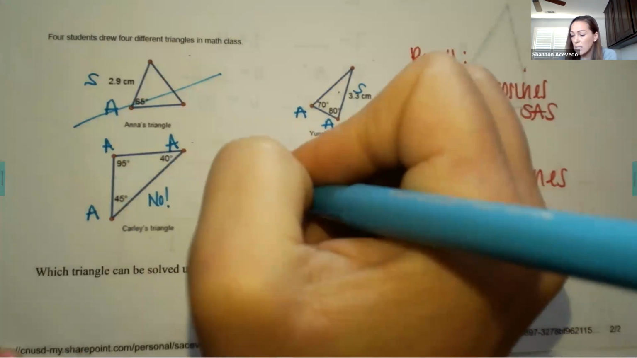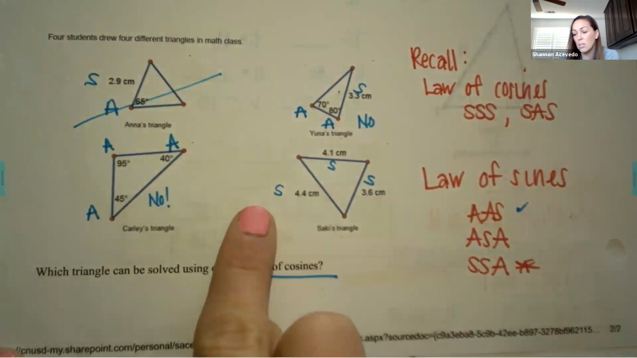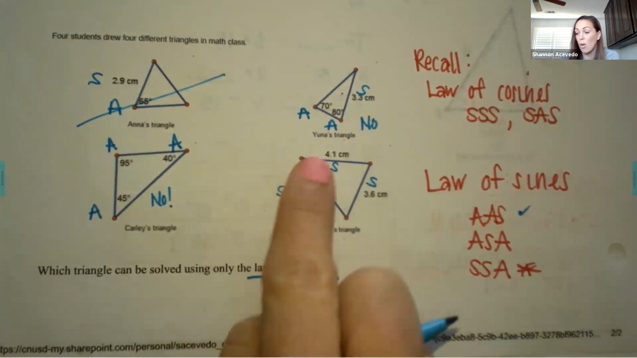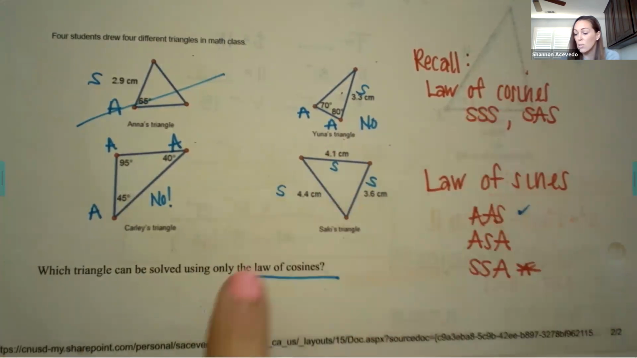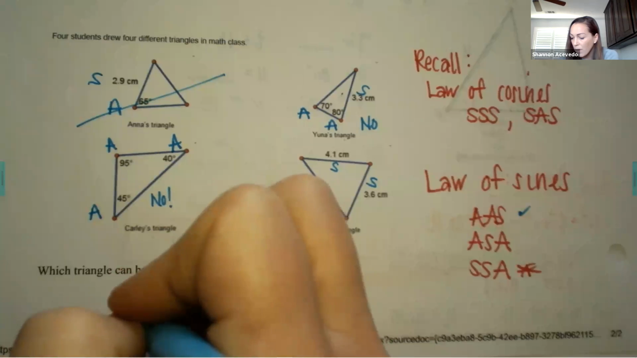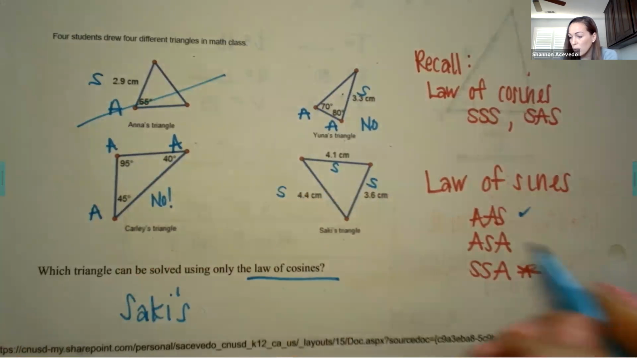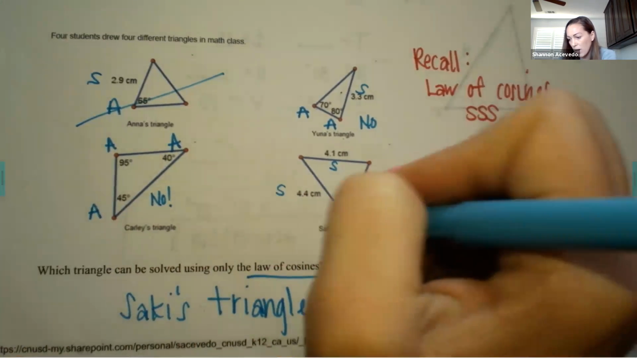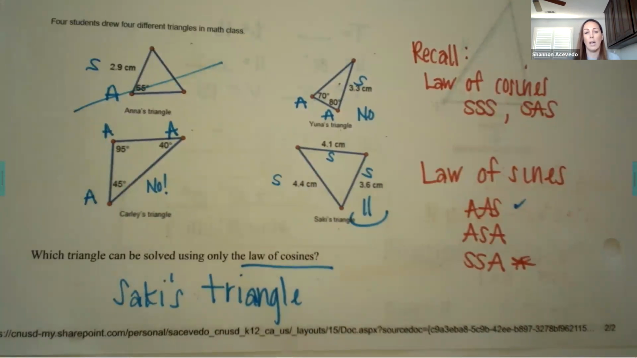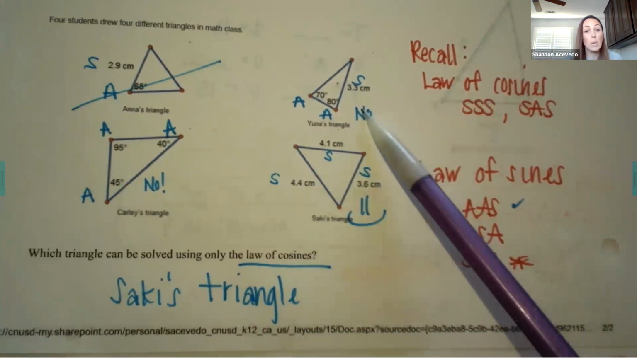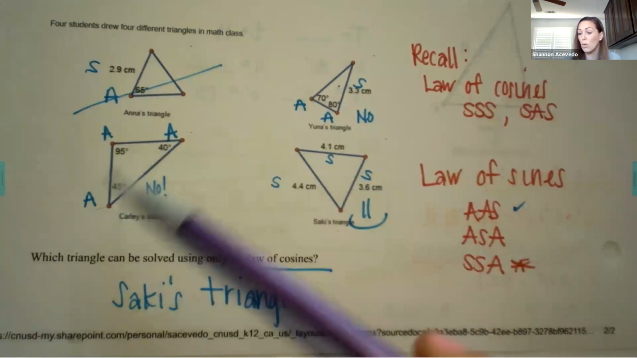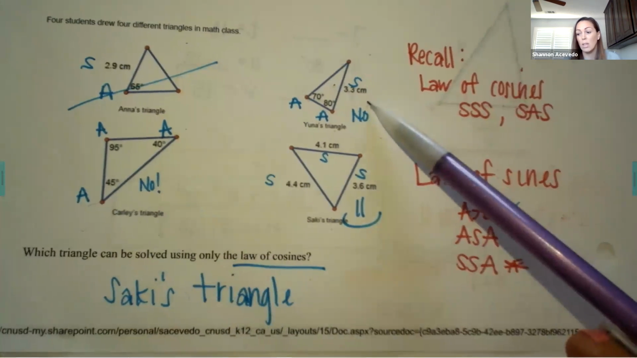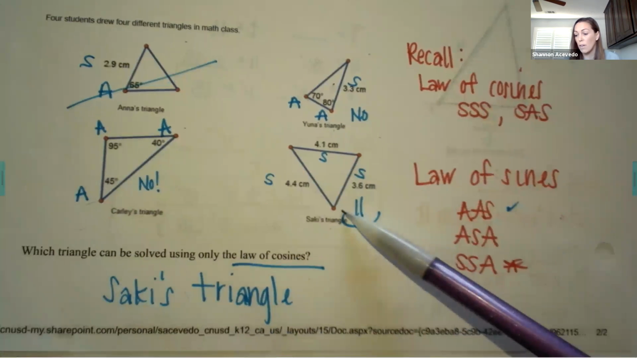And if I look here, this is a side, and a side. So side, side, side. That is a law of cosines. If I have all 3 sides, I can use law of cosines. So this is the answer we're looking for. Saki's triangle is the correct answer. So this was our winner. That one we can use our law of cosines. This one we could have used law of sines if we're asked to. These 2 we could not solve with the given information. Law of sines, not what it asked for, law of cosines.